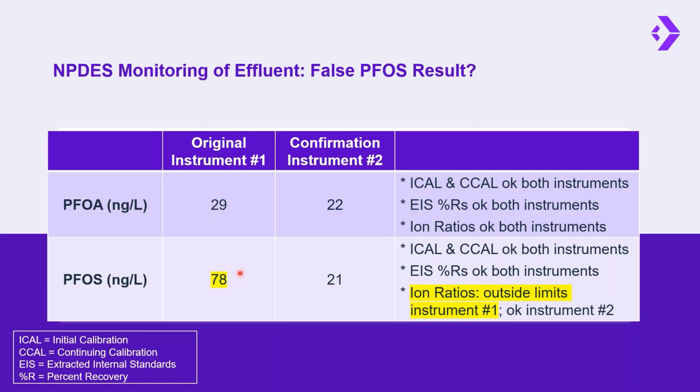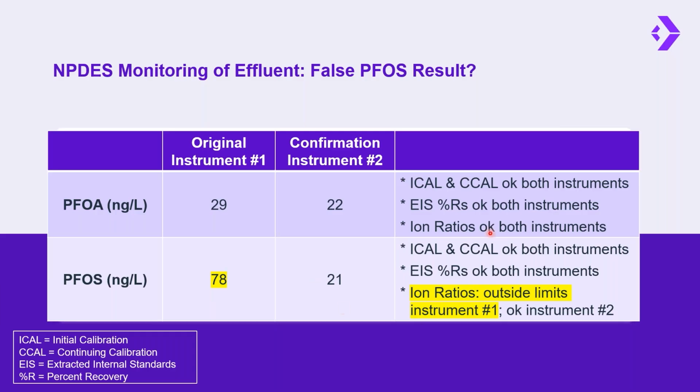And we thought this PFOS result was suspicious just based on our knowledge of this facility. So we asked the lab to reanalyze the sample to confirm this PFOS result. The lab did reanalyze the sample, this time on a different instrument, and you can see PFOA stayed relatively the same at 22 nanograms per liter compared to 29 originally, but PFOS went from 78 to 21 nanograms per liter.